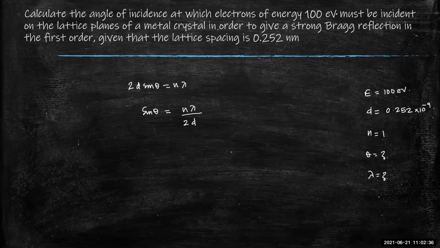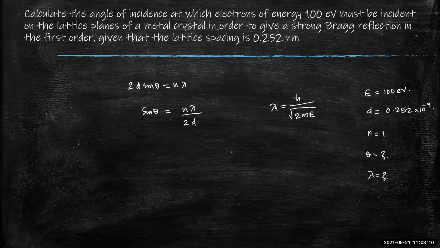When we look at the energy, it is very low when we compare it with its rest mass energy. So it is a non-relativistic electron. Then lambda is the de Broglie wavelength, which is equal to h divided by root of 2mE.